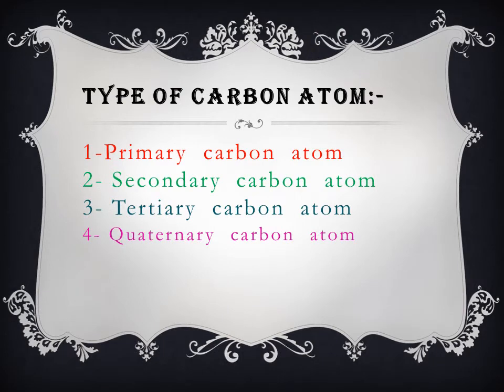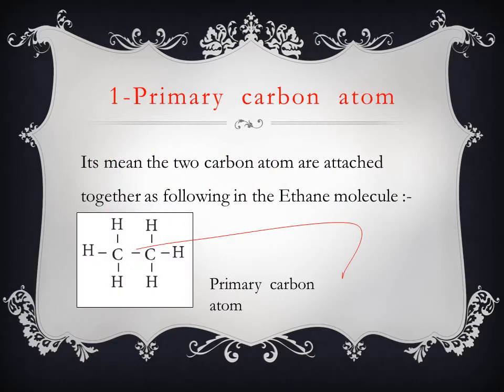Type of carbon atom. As you see, there are four types of carbon atom: primary carbon atom, secondary carbon atom, tertiary carbon atom, and quaternary carbon atom. The first, primary carbon atom. It means the carbon atom is attached to one other carbon atom, as in the ethane molecule. If you see there, two carbon atoms are connected with each other with a single bond.